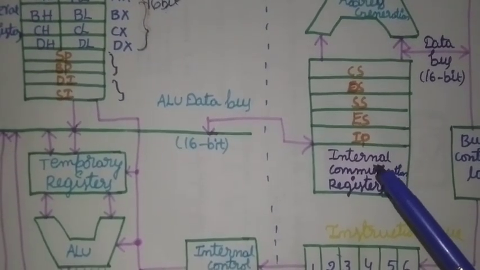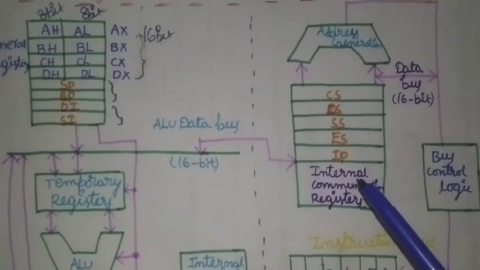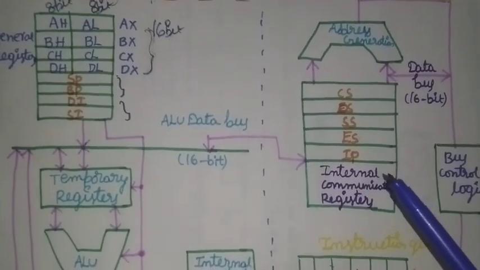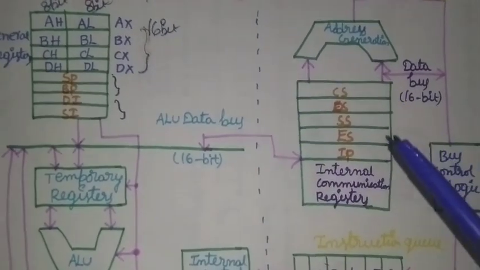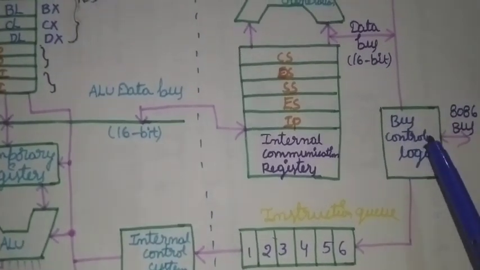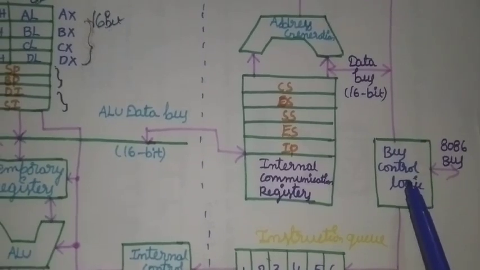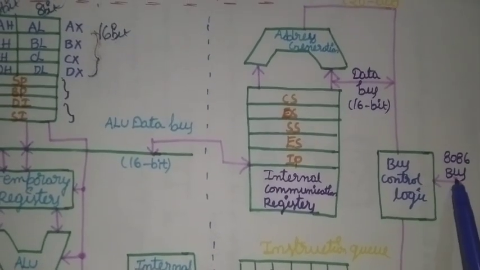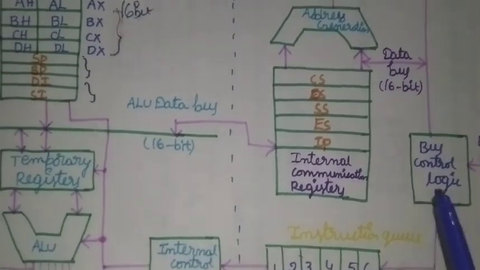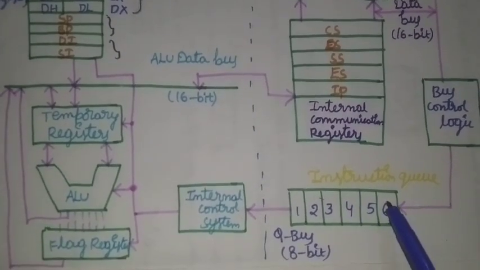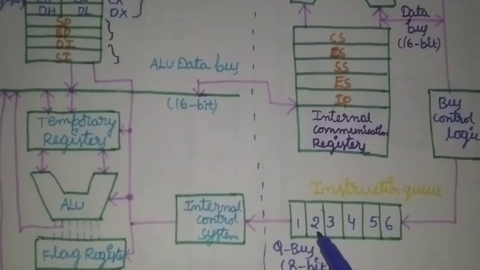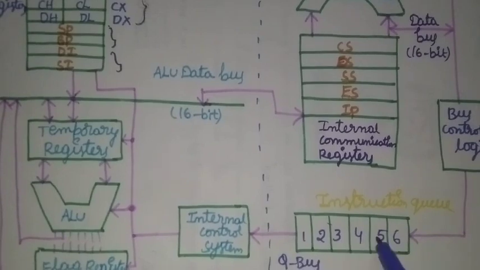It also contains some internal registers for communication purposes. Another one is bus control logic. Here, bus control logic is used to control the bus, and this is about the 8086 bus. And the instruction queue: here the instruction queue is a 6-byte instruction queue.